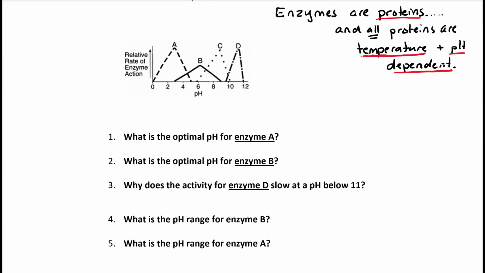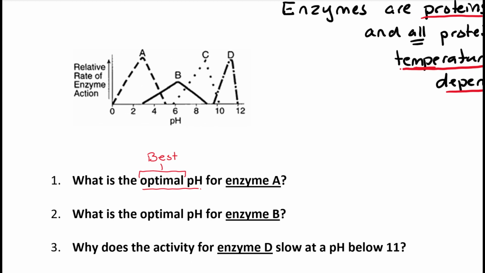Enzymes, we know they're proteins, and proteins are temperature and pH dependent. So let's take a look at this picture. What's the optimal or best pH for enzyme A? Enzyme A, the most activity happens here. Looks to be a pH of 3. The optimal or best pH is a pH of 3. Enzyme B, most action occurs here, so it looks to be about 6.3, between 6 and 7.